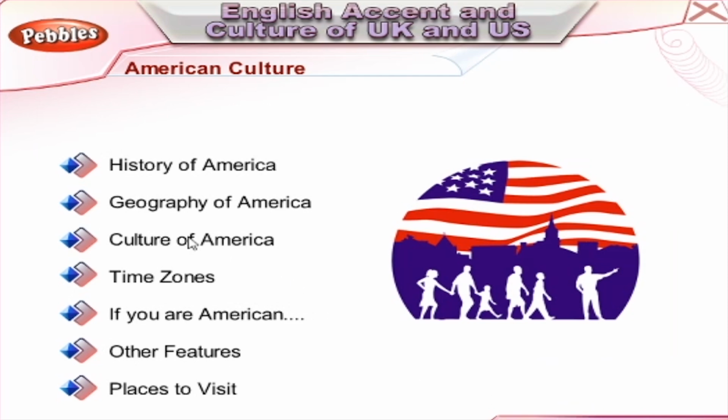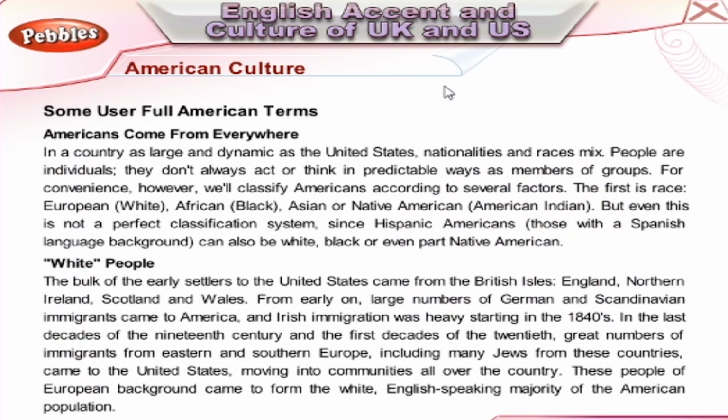Culture of America. Some useful American terms. Americans come from everywhere. In a country as large and dynamic as the United States, nationalities and races mix. People are individuals. They don't always act or think in predictable ways as members of groups. For convenience, however, we classify Americans according to several factors.